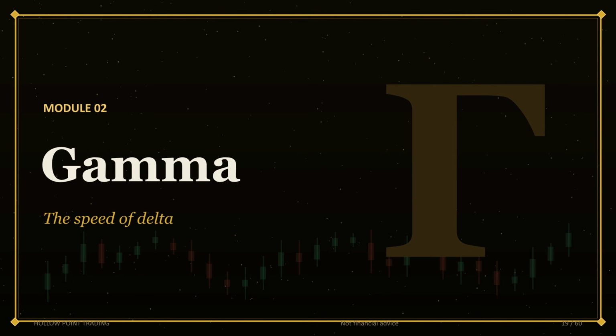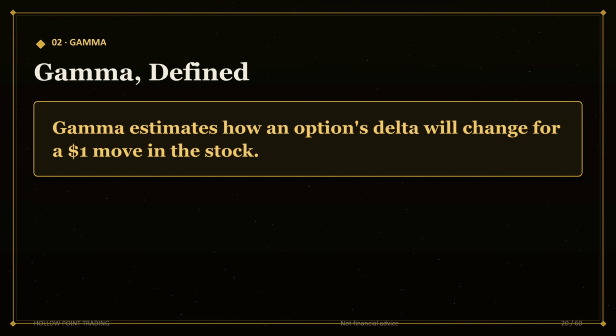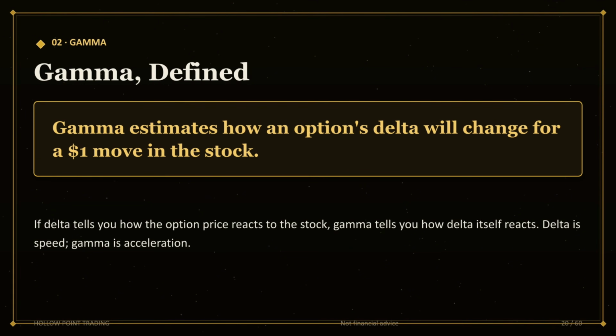Moving on to Module 02, Gamma. If delta is the speed of your trade, gamma is the acceleration. It is the Greek that measures how your delta drifts over time. Gamma estimates how an option's delta will change for a $1 move in the stock. If delta is your speed, gamma is the rate of change in that speed.